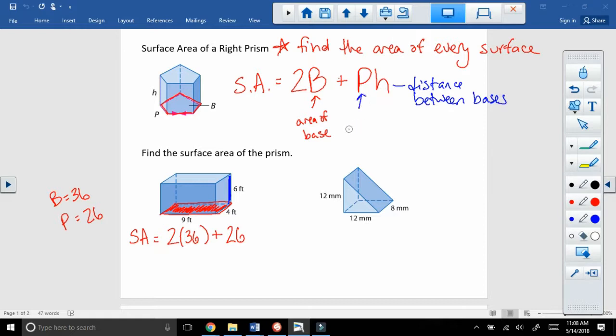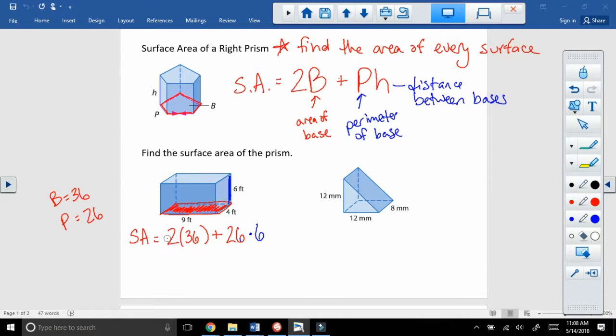I guess I should have labeled this. P is the perimeter of the base. So what is the height in this prism? 6. And what that does is that takes care of the area of all of those faces. It just takes care of it all together in one time.